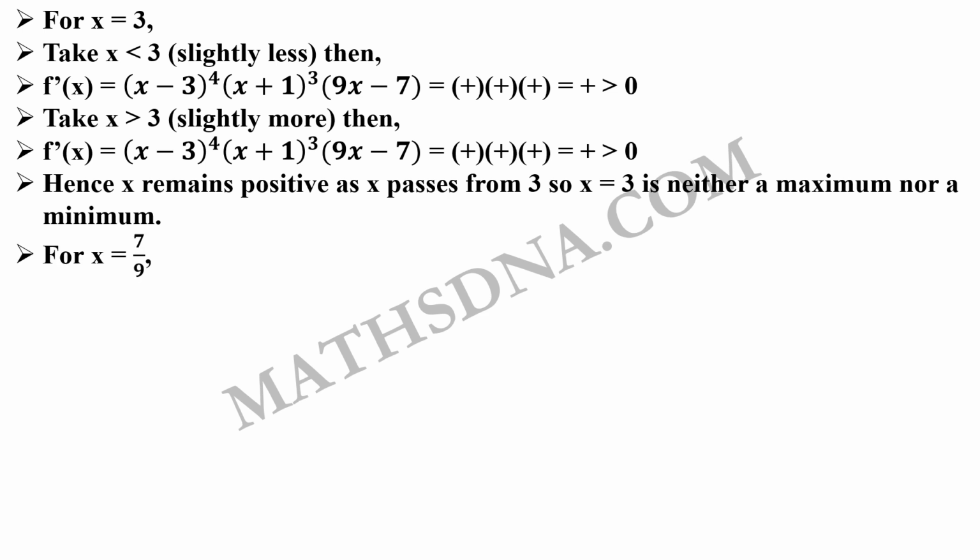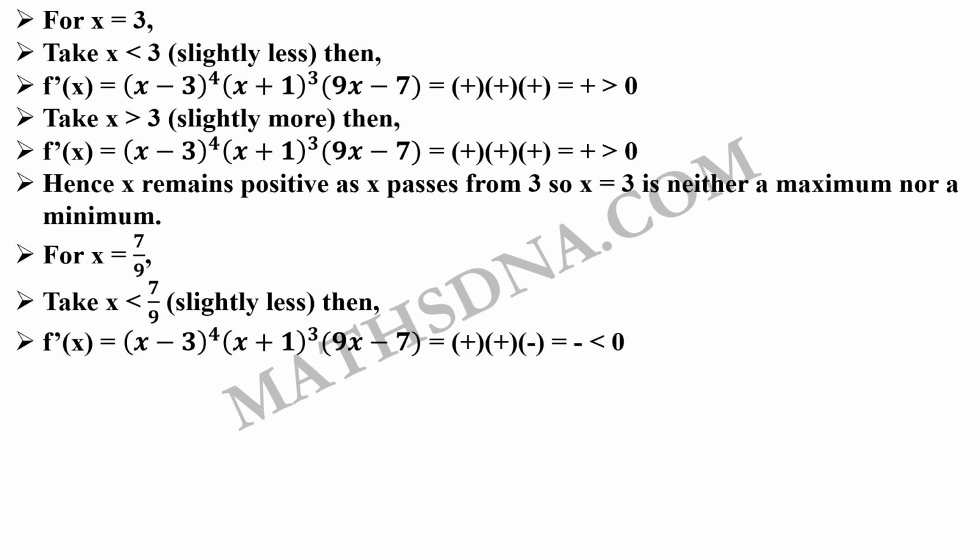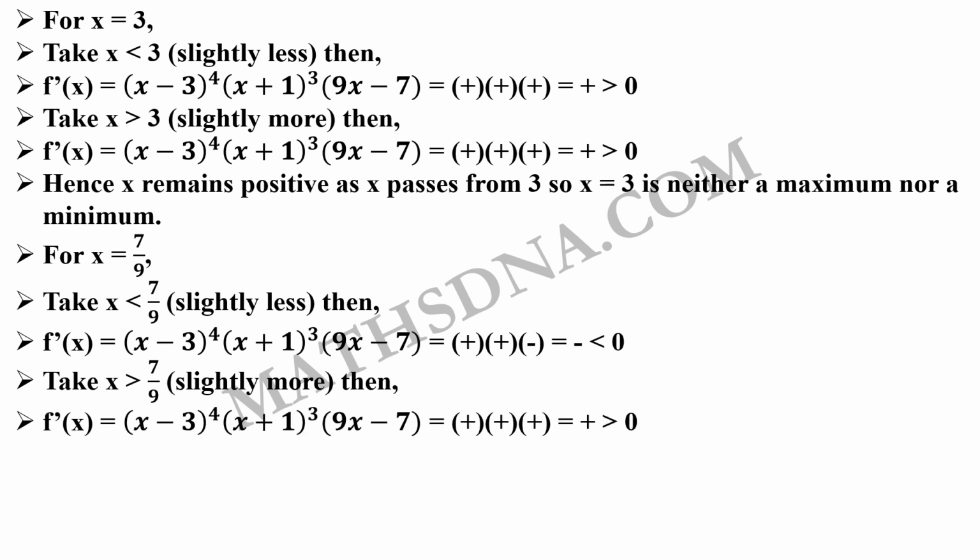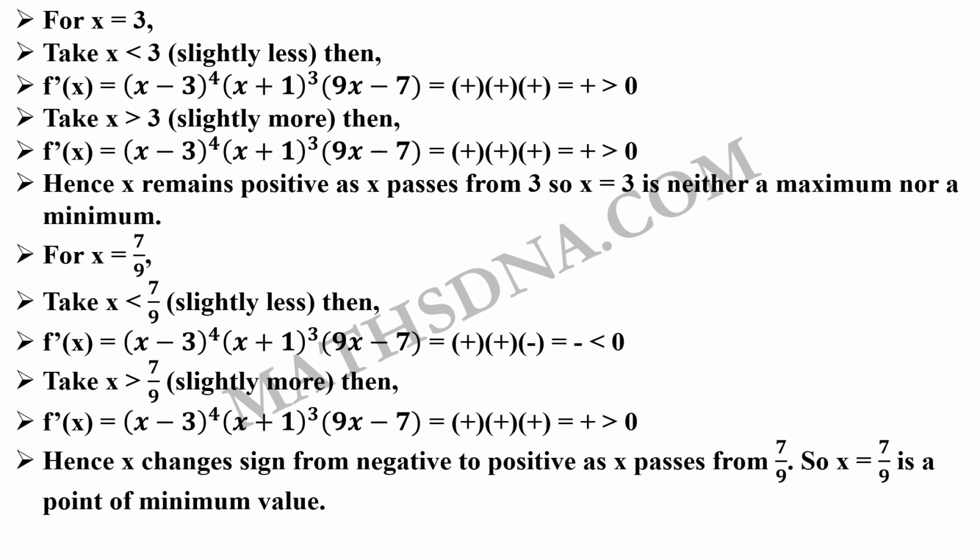Now moving on to option C, x equals 7 by 9. For x less than 7 by 9, the derivative sign will be negative, that is less than 0, and for x greater than 7 by 9, the sign of the derivative will be positive. You can simplify this very easily. Here the sign is changing from negative to positive, so x equals 7 by 9 will be a point of minimum value. Thus option C is also correct. Hence our answer is option A, option B and option C. All the three options are correct.